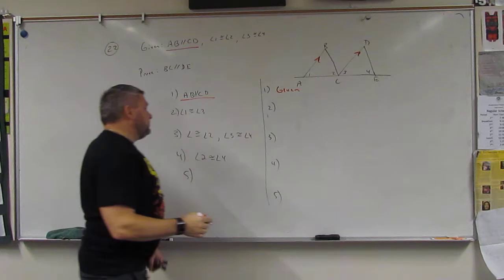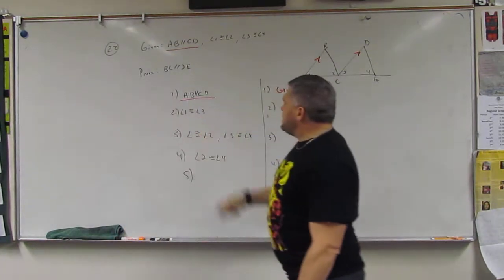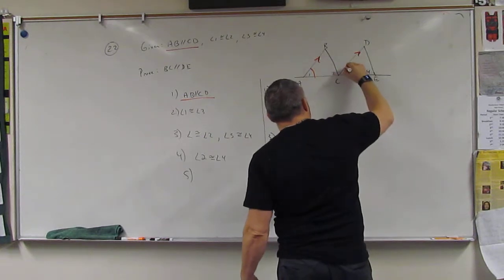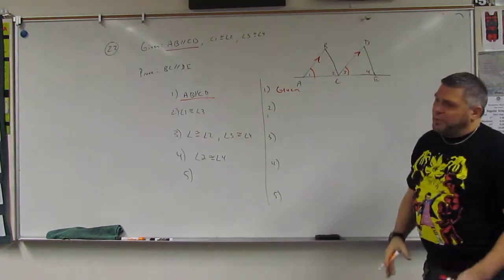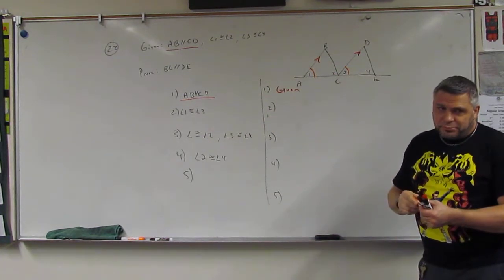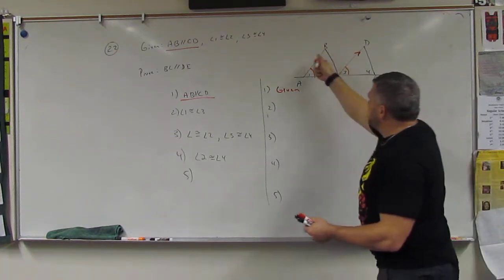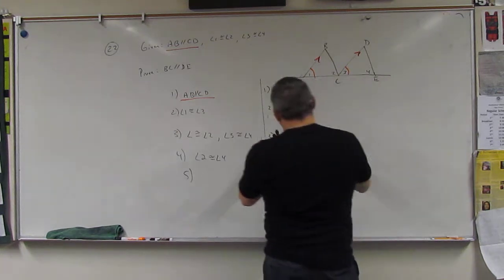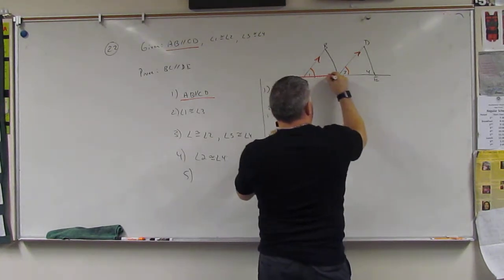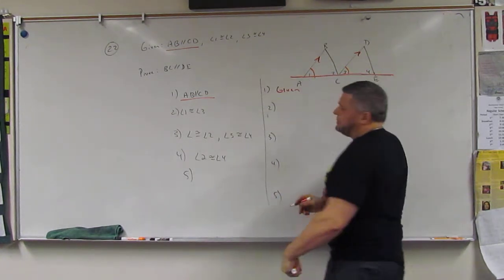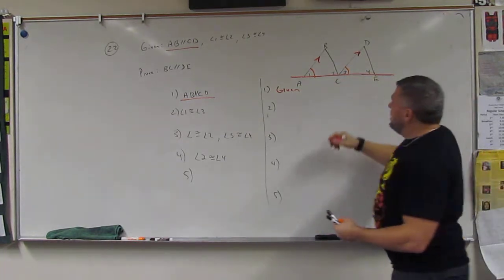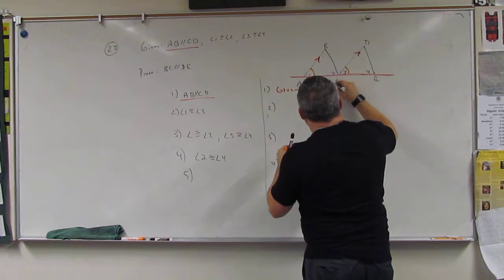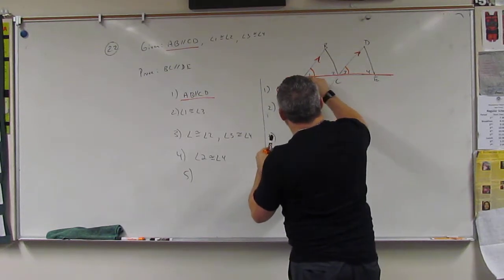Number 2. It says angle 1 is congruent to angle 3. It's saying that 1 is congruent to 3. Why could we say that? If these are parallel, that means this is the transversal, right? That means this is a transversal, okay? And technically, these are parallel, so think of it like they're coming out like that, okay?